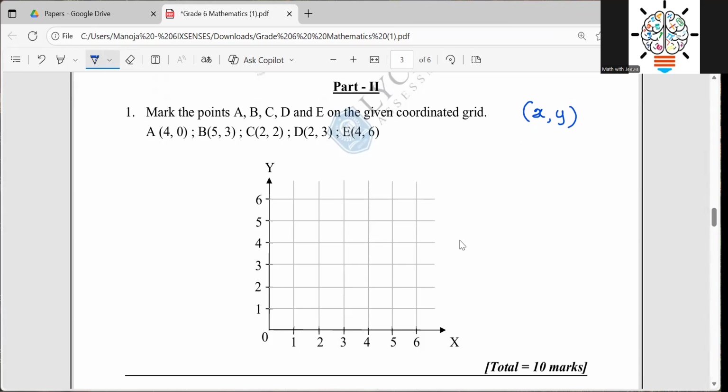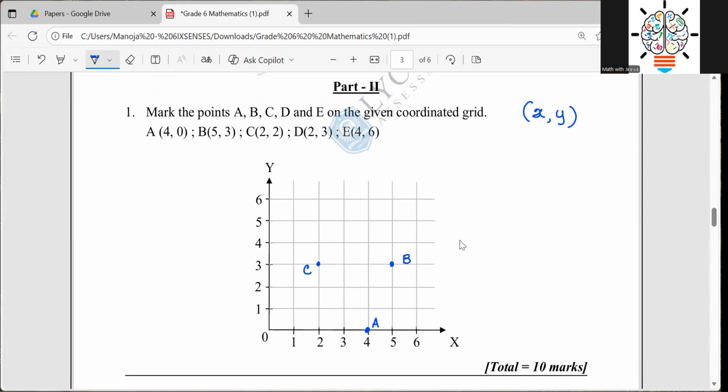So here, if they have mentioned 4, 0, every time you are reading a coordinate, you should understand that inside the bracket you have two numbers. The first number, they are talking about the x-axis. 4, 0, that means it should be here. It should be here and I write A here. And 5, 3, I move there. So this is B.